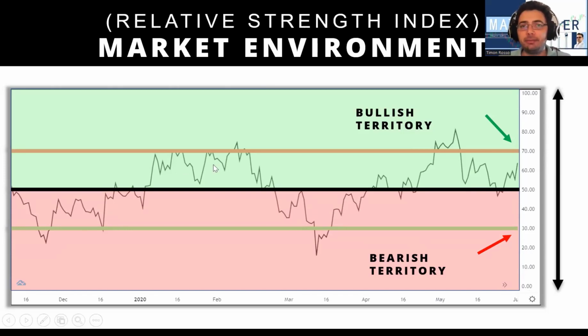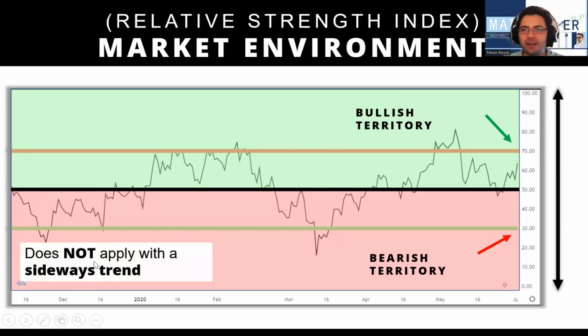That's in a trending momentum market, not sideways. In sideways markets, these indicators are null and void. I tell you that much. They do not work in sideways markets. It does not apply with a sideways trend ever. So the 50 mark is the neutral zone, where you can determine whether the price is going to break up into bullish territory, for the price to move up, or break below the 50 to enter into bearish territory.